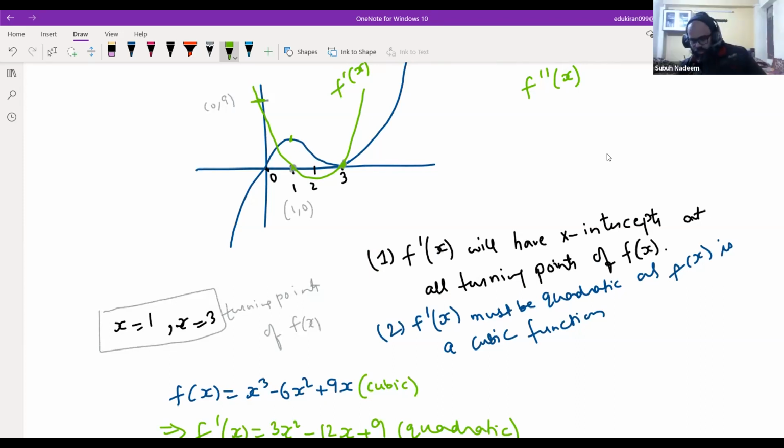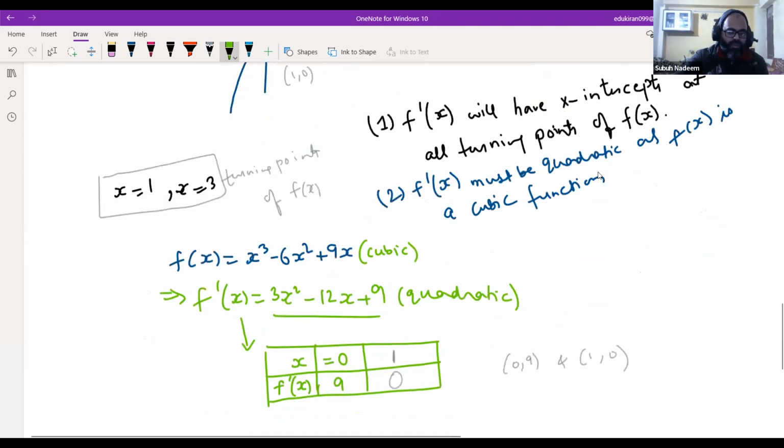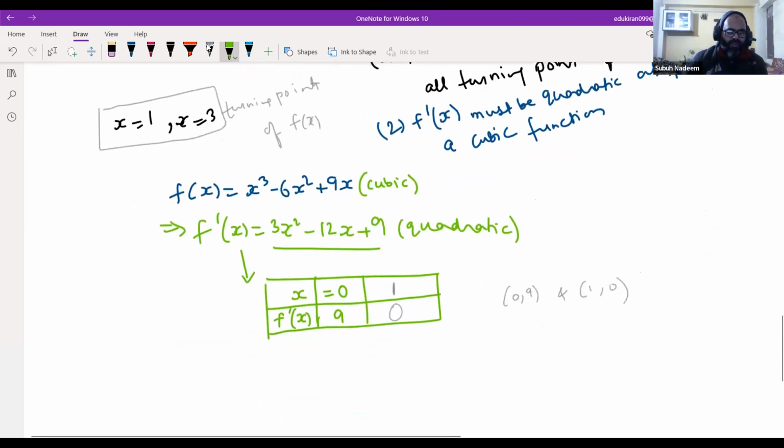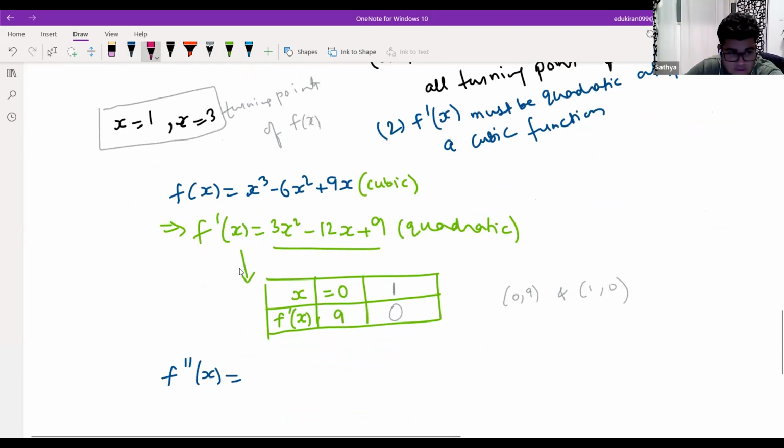Okay. So now we have to find double derivative. So double derivative graph means you differentiate this f dash x again. So that would be f double dash x. We differentiate 3x squared. What will it be? That'll be 6x minus 12.